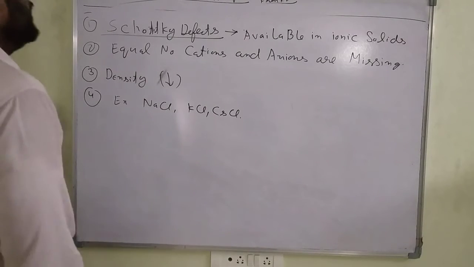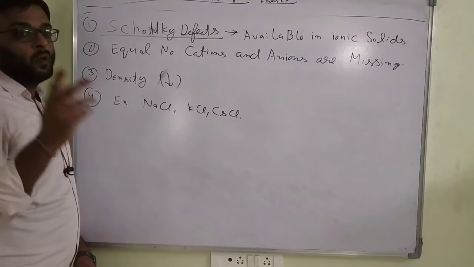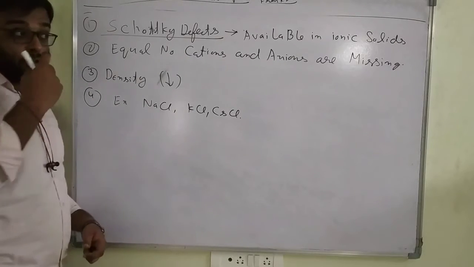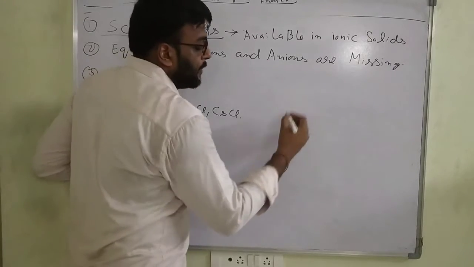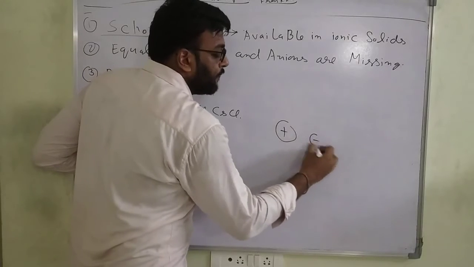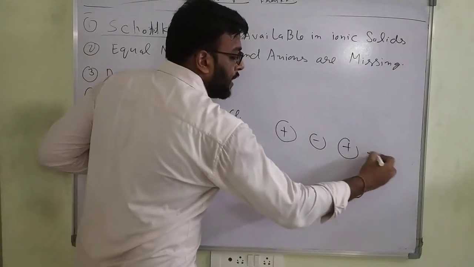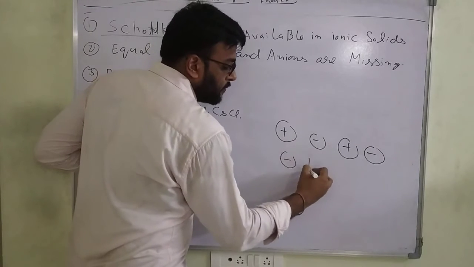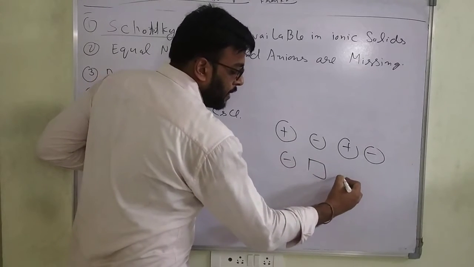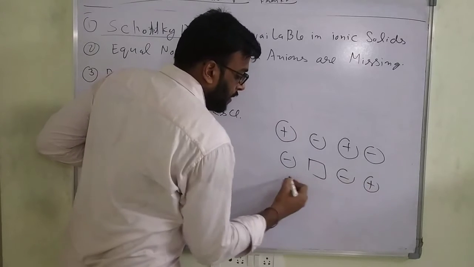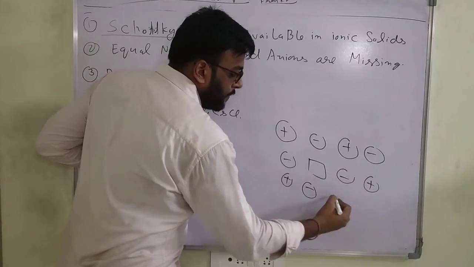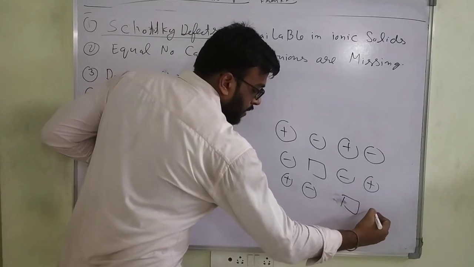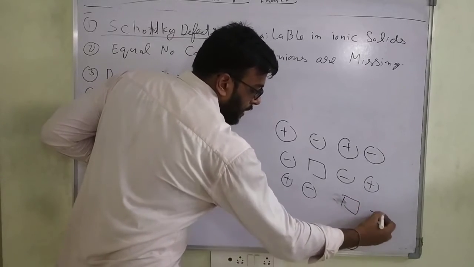Okay, students, interstitial defect has two types. One type is the Schottky defect. What is Schottky defect? Suppose it is represented in an ionic solid: cation, anion, like this. Suppose one anion is missing over here, and then cation, anion, cation, anion, and suppose another is missing over here, one cation and one anion.